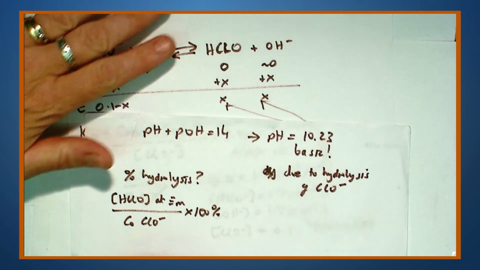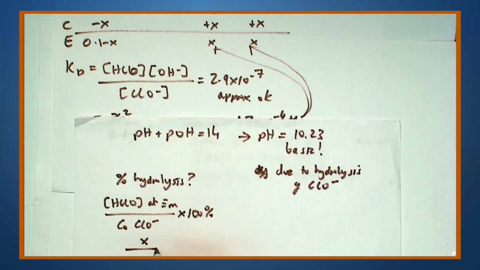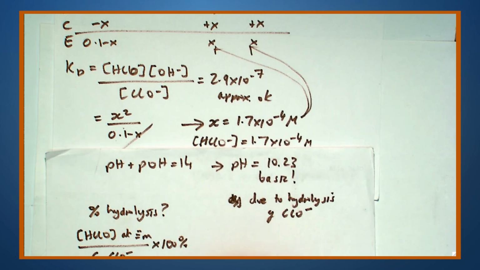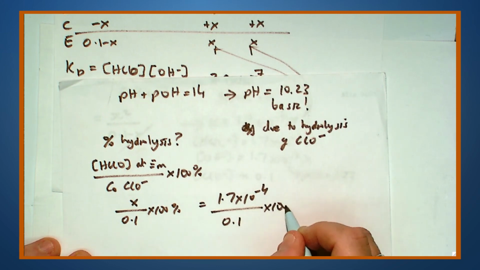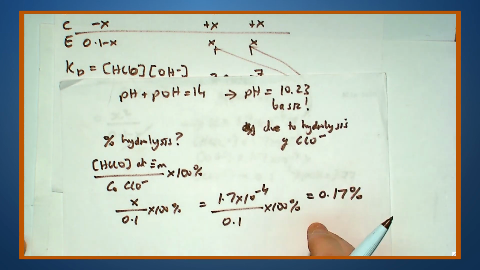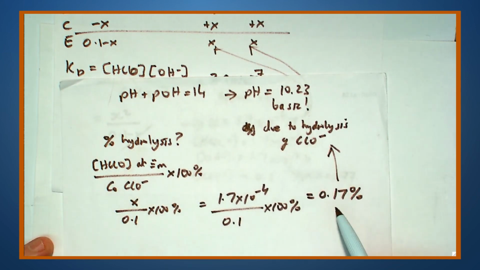So all we have to do now is say, the concentration of this at equilibrium is X. So we're just going to do X over 0.1 times 100%. Since we have our X already, our X is 1.7 times 10 to the minus 4, over 0.1 times 100%. As you can see, it's not very much. Not a lot, but it's enough to make it basic. Think about the pH scale, it goes between 7 and 14. So 10.23 isn't amazingly basic, and that's because this isn't a really high percentage, but it's enough to definitely make it higher than 7. So that's the process that you want to go through.